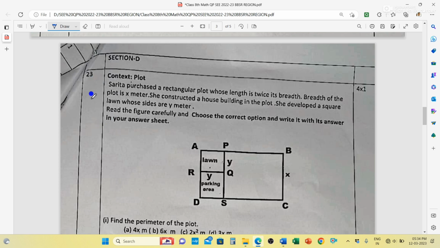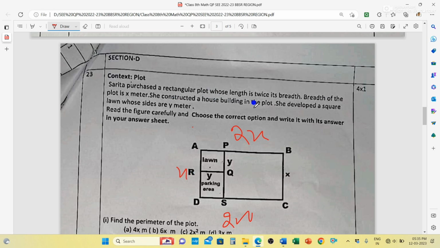You can see here. Sarita purchased a rectangular plot. This is a rectangular plot whose length is twice its breadth. That means if breadth is x, then length will be 2x. Breadth of the plot is x meter, then length will be 2x. So this one also will be 2x and this one will be x, that is breadth.